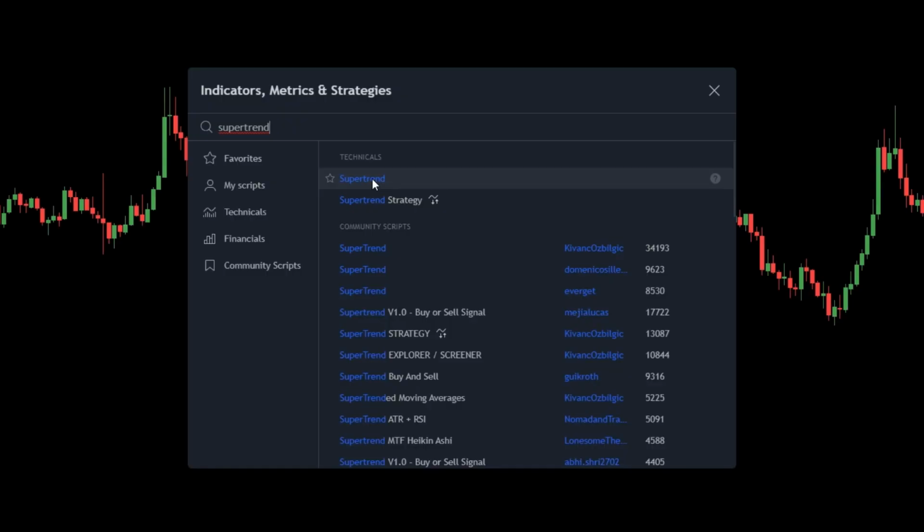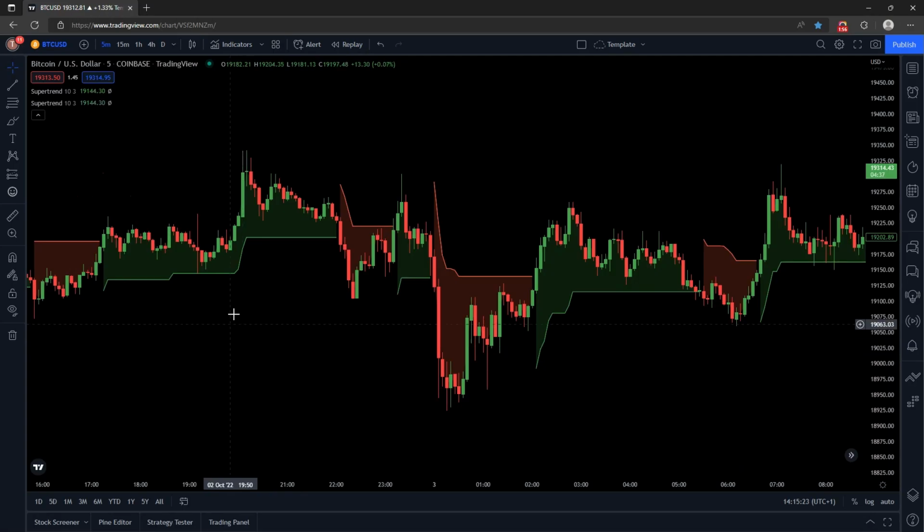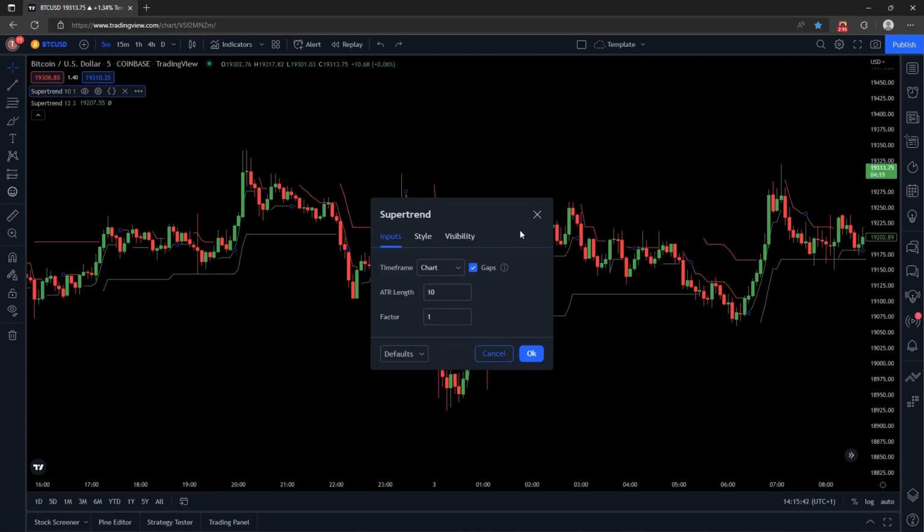We're going to type in supertrend and we're going to click it twice. So your chart will look something like this. For the settings on one of the super trends, we're going to make sure the time frame is on chart, and we're going to put the ATR length to 10, factor 1. On the other super trend, we're going to make sure the time frame is on chart still. The ATR length is 12 and the factor is 3.